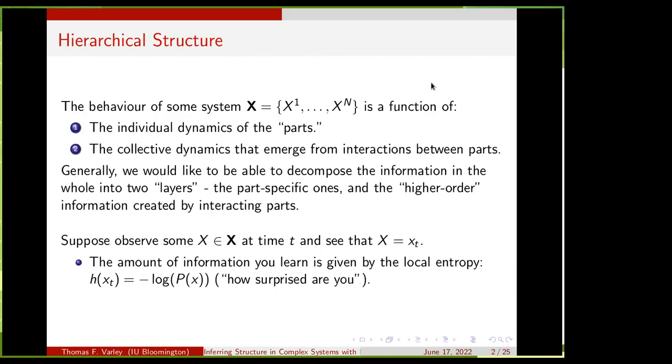And so this hierarchical structure is really interesting because, say you have some system, which I'll denote with capital boldface X, and it's made up of some arbitrary number of individual elements. These could be cells, these could be neurons, whatever you want. The behavior of the total system is going to be a function of both the individual dynamics of its parts and the collective dynamics that emerge from the interactions between the parts, okay?